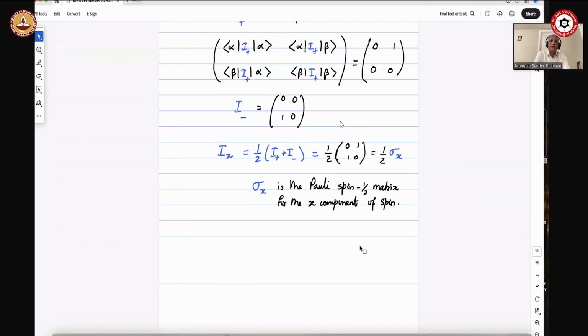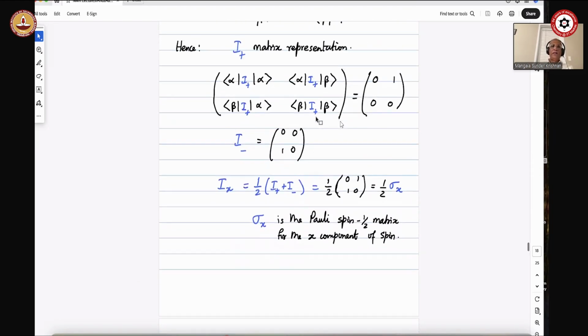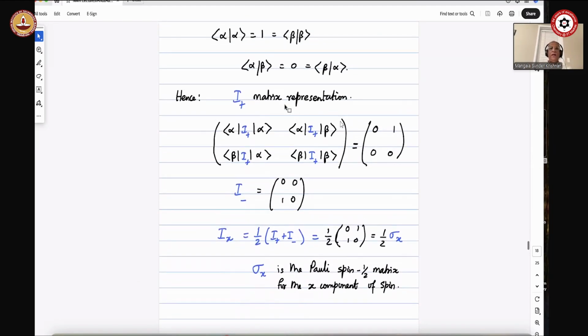Okay, so I just wanted to complete this part of the exercise, this particular period of 45 minutes. Remember that we got the idea that an operator is represented as a matrix in terms of the two basis functions, alpha and beta.